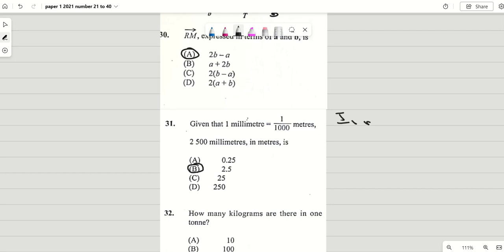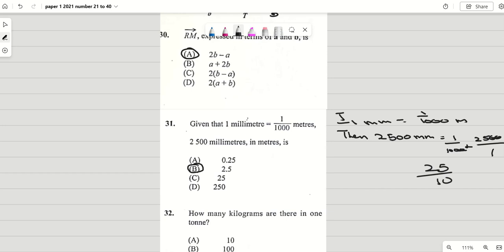If 1 millimeter is equal to 1 over 1,000 meters, then 2,500 millimeters would be 1 over 1,000 multiplied by 2,500. Right? So we cross-cancel. 100 could go into 1,000 10 times, and 100 could go into 2,500 25 times. We have 25 divided by 10. We shift the decimal place back by one. Right? It's 2.5.